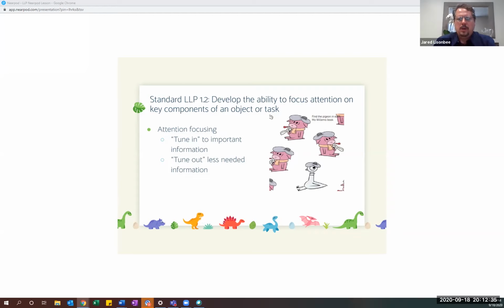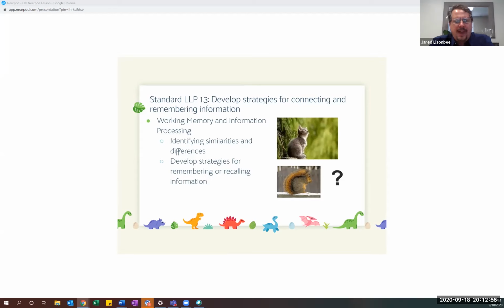Okay, so the next one, 1.3, these are developing strategies for connecting and remembering information. This is really about the idea of how children, and not just children, because we adults have similar learning strategies, how we learn. In the little parentheses there, this is working memory and information functioning or processing. And how this works, this goes back to your college classes where you're talking about learning theory, specifically Piaget's idea of assimilation and accommodation. So the idea is here, we have the two little pictures here.